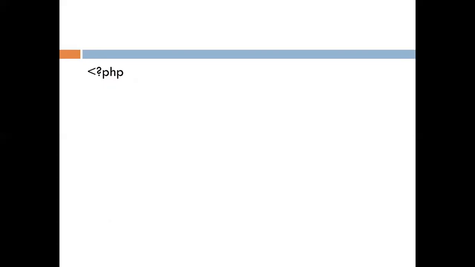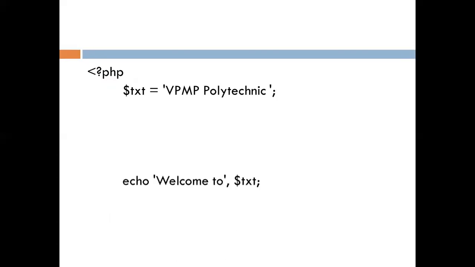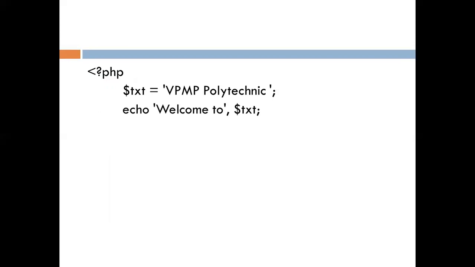For example, here I'm creating one PHP script. $text is equal to my string, BPMP Polytechnic. Here I'm going to print the value stored in the $text variable. For that, I'm using the echo statement for printing a message. So echo, my first string is welcome to, comma, and the second string comes from the value of a variable, so comma and $text. The script is completed now.